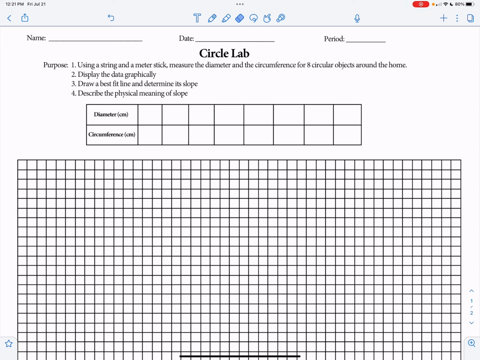So in our circle lab, we took a meter stick or a ruler and a piece of string, and we found 8 circular objects. We measured the diameter, which is the distance across, and we measured the circumference around using the string. So we wrapped the string around the object, and then we unwrapped it and measured the distance from one thumb to the other as our measured circumference. And so in our data table, we took data for the diameter and circumference of 8 circular objects.